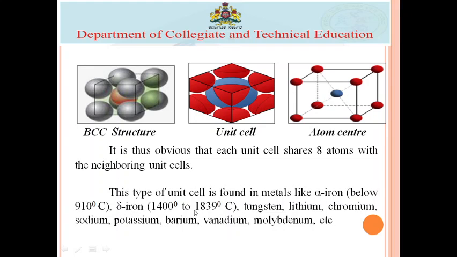And some common examples for the BCC structure are tungsten, which is used in a bulb, lithium, chromium, sodium, potassium, barium, vanadium, molybdenum, etc. These are some common examples. So, BCC has 8 atoms at the corners and 1 atom at the center.